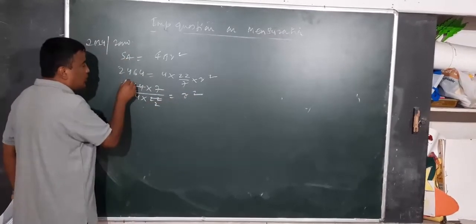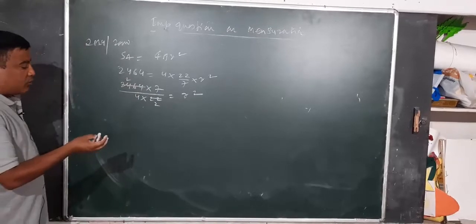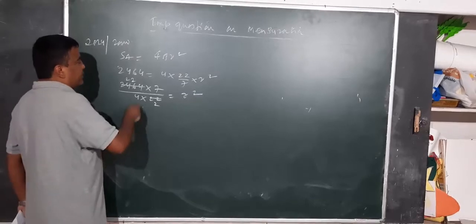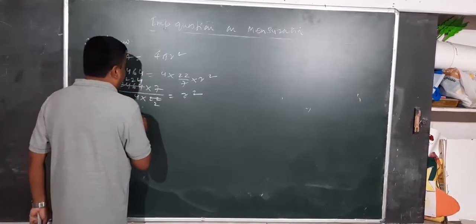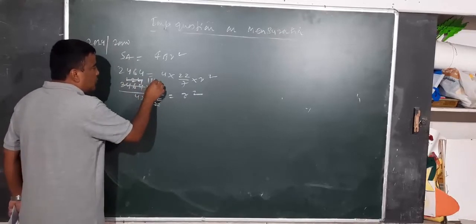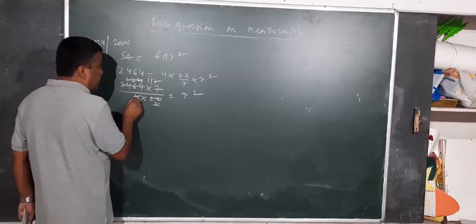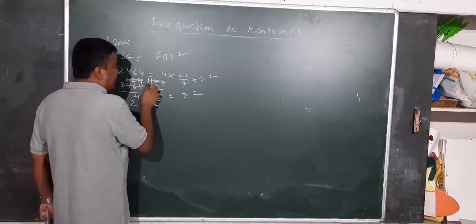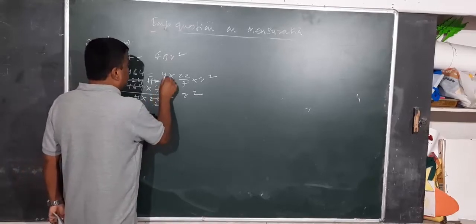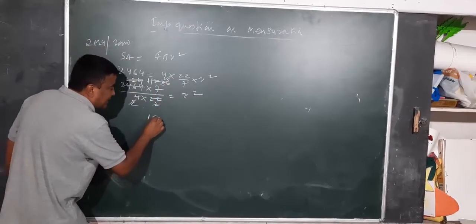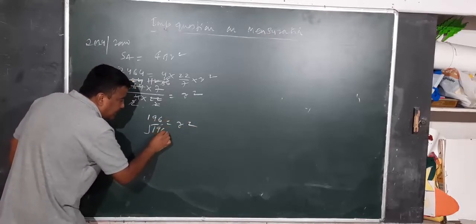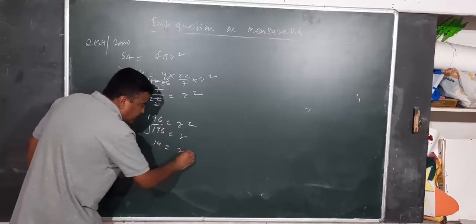11 2s are 22. Again 11 2s are 22. 11 4s are 44. Again 2 1s are 2, 2 2s are 4. 2 5s are 10, 2 6s are 12. Again 2 28s, that means 7 196. 196 equals r square. Under root 196 is equal to r, that is, 14 is equal to r.